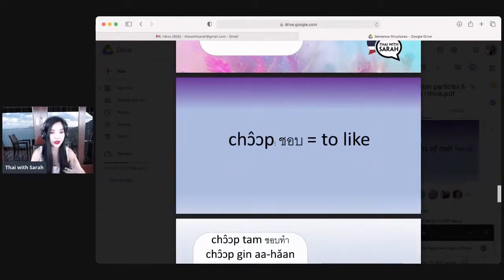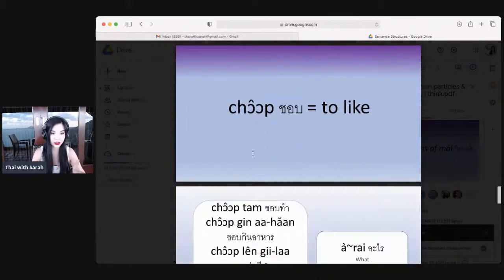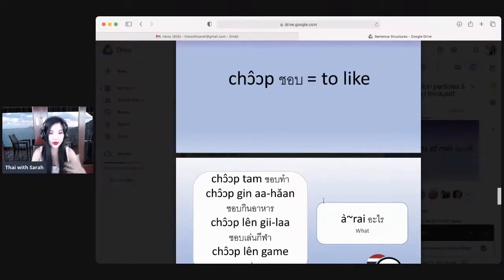Here I teach the structure "chop" (ทำอะไร). In volume 2, the themes are the same, like 4 themes: greeting and introduction, ordering food and drinks, directions and taxi language, and asking for prices or bargaining. But I added more structures.